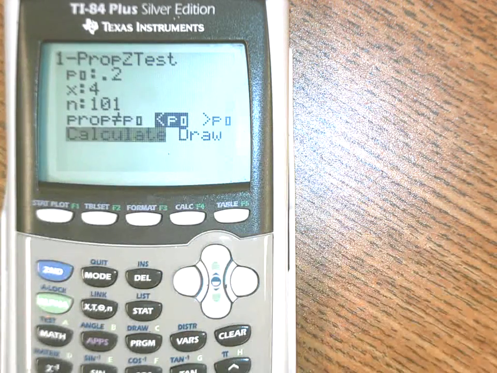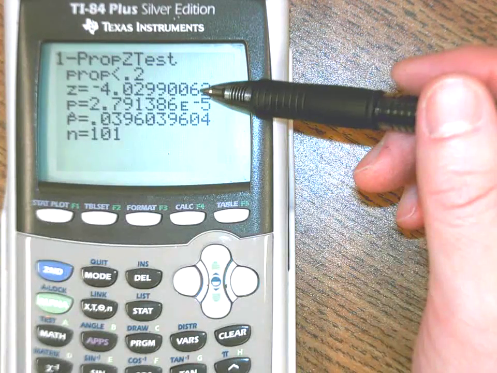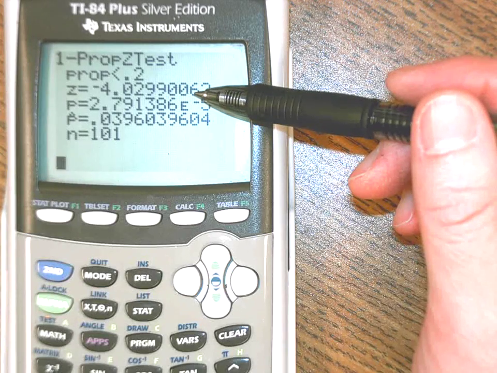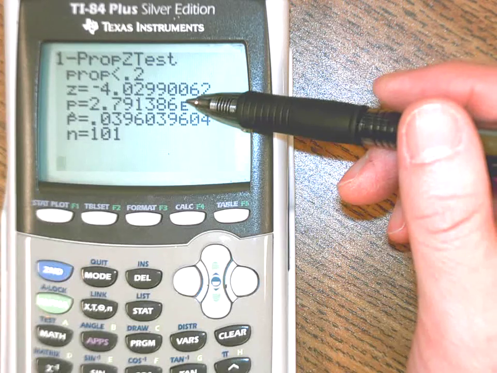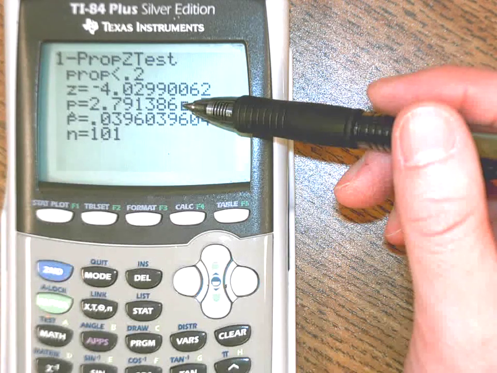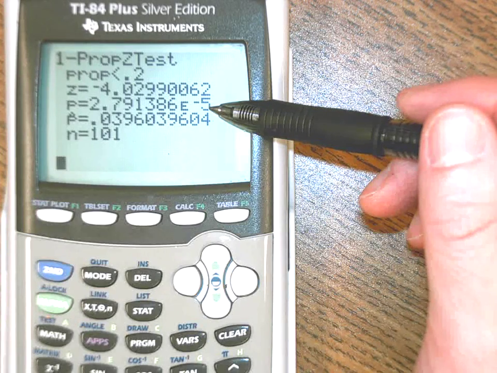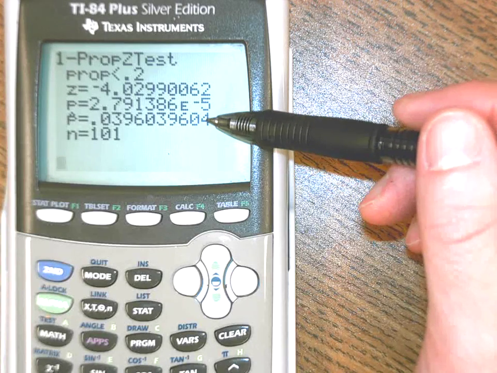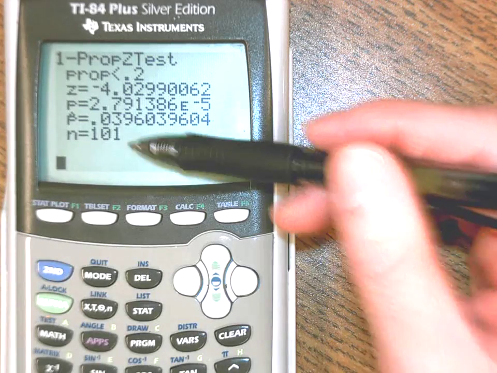Then you calculate, and here's our results. This first number here is your z-score. That's how far down 0.04 is from 0.20. That's how many standard deviations away it is. The second one is the p-value. Notice this is e to the negative 5, which means times 10 to the negative 5. You have to move your decimal back 5 places. This is our actual p-hat from the sample, and of course our sample size.